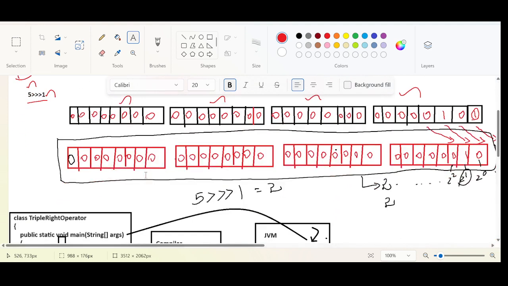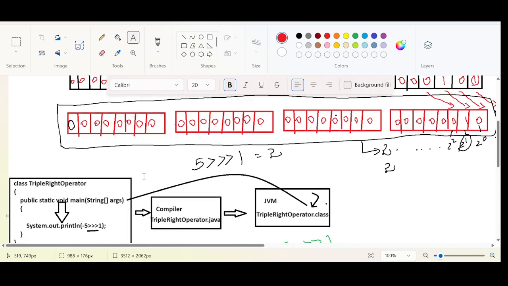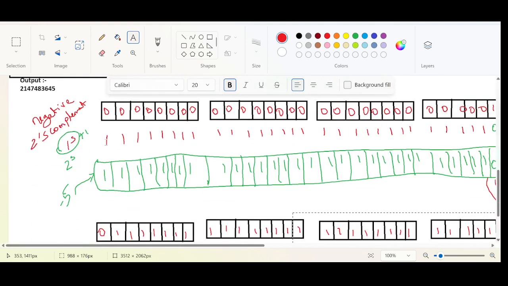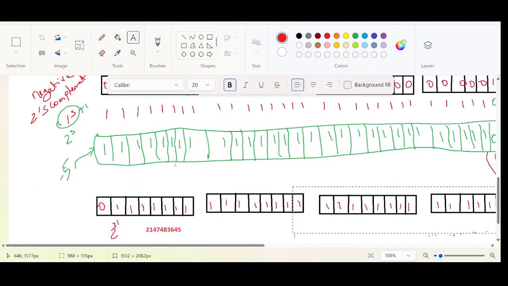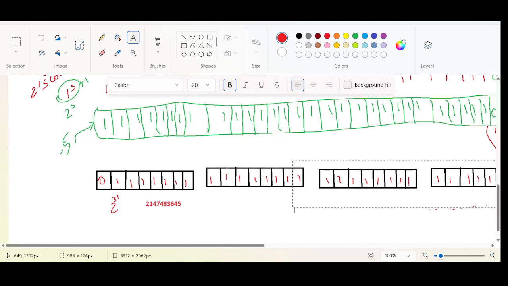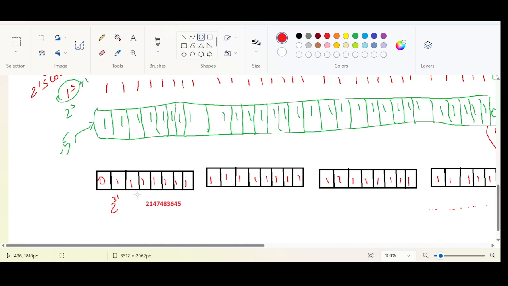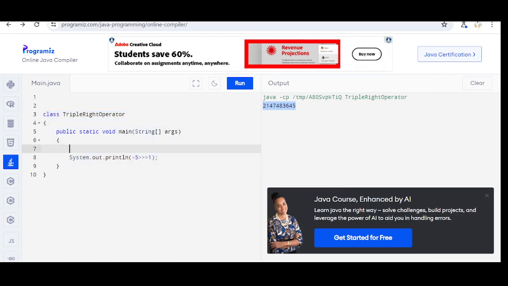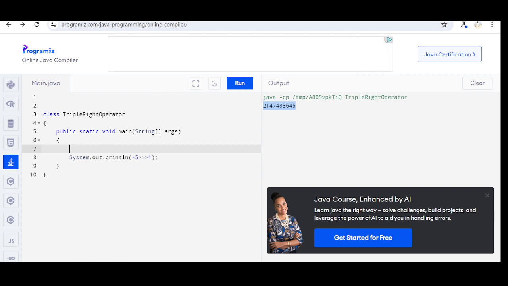Just try to understand. For the triple right shift operator, for a negative number, what do I need to do? You need to find the 2's complement, and on top of the 2's complement, you need to perform the right shift. After the right shift, after allocating spaces for all the bits, you need to convert this to the direct binary number, then convert this binary number to the direct decimal number, and this is the value that you get. Same value that we got by doing it in the Java program. As simple as that.